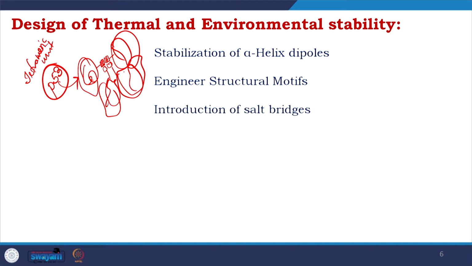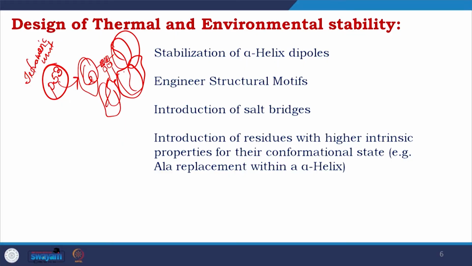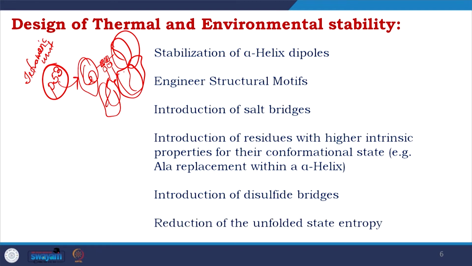You could also make a protein that does not bind to DNA bind to it by introducing a structural motif which binds to DNA. So, anything you could do. You could introduce salt bridges, as I told. You could introduce residues with a higher intrinsic propensity for a conformational state, like replacing alanine within an alpha helix, so that you see a change in the tendency of forming secondary structure. You could introduce a disulfide bridge, and you could reduce the unfolded state entropy.